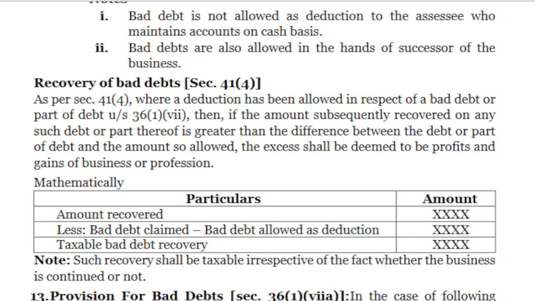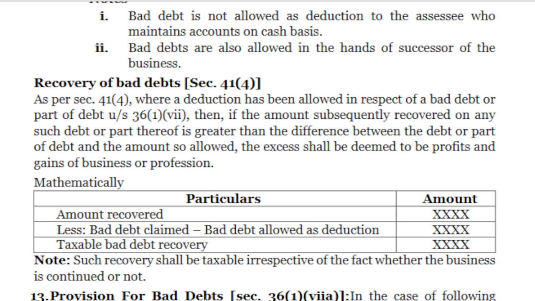From that, deduct bad debts claimed less bad debts allowed. How much you claimed? 45,000, minus bad debts allowed. Income tax department allowed 35,000, right? So 45 minus 35, how much will come? 10,000. How much is recovered? 25,000. How much is deductible? 10,000. So what is taxable? Only 15,000. Are you able to understand what I said? This way you should be able to do it.